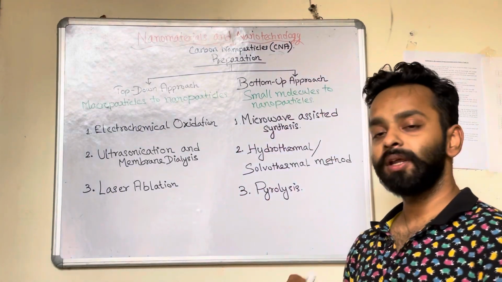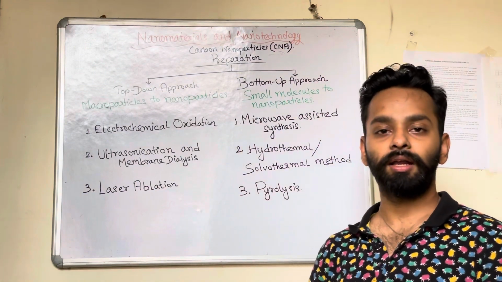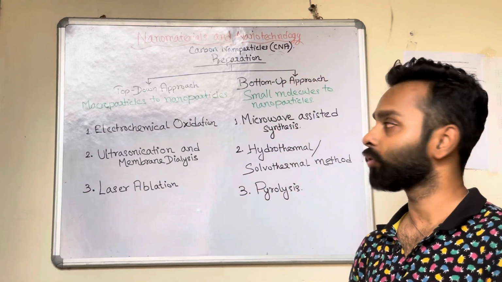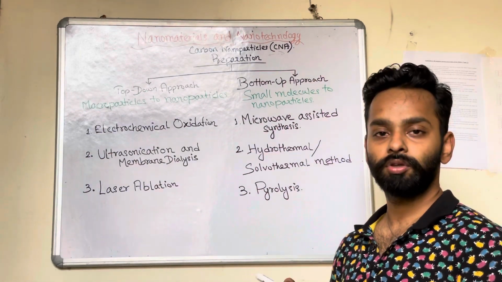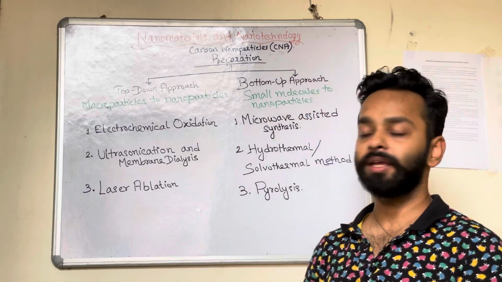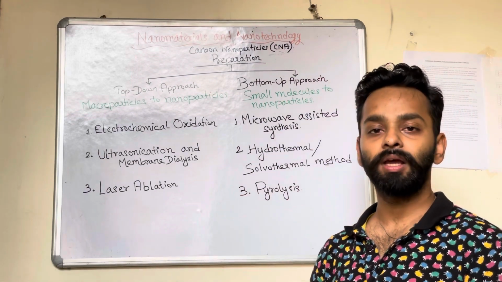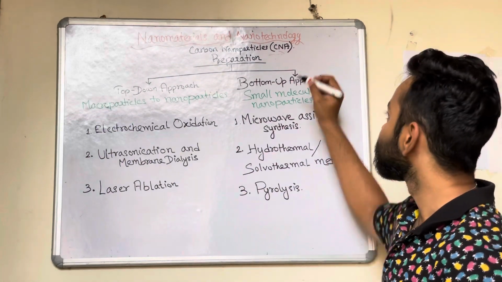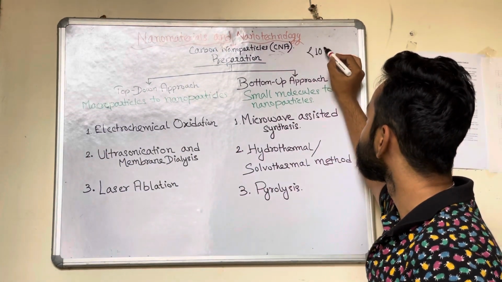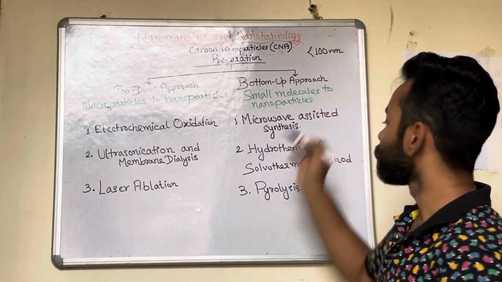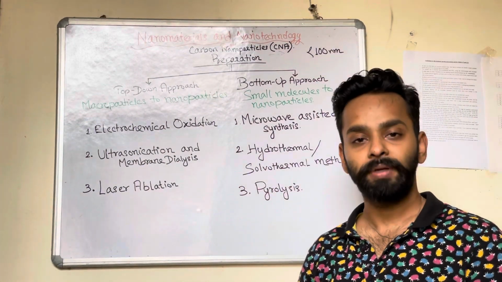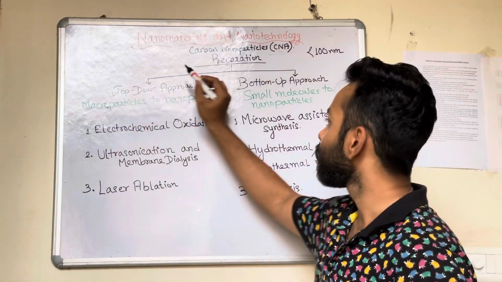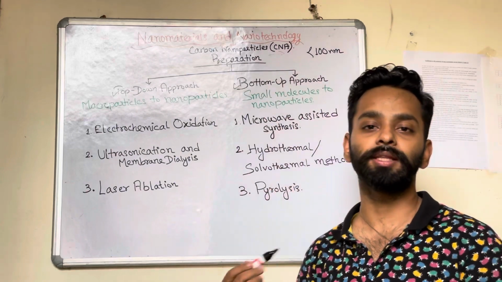The preparation strategies of carbon nanomaterials are classified under two broad headings, the top-down approach and the bottom-up approach. On a brief recap, a carbon nanomaterial is a carbon material which has a dimension less than 100 nanometers. In order to obtain such materials, these two approaches, the top-down and the bottom-up approach, can be used for their synthesis.